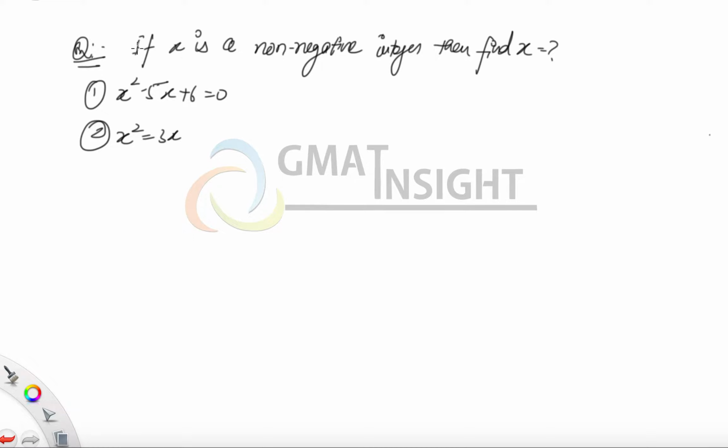x is a non-negative integer, then find the value of x. And we have two statements. It's a data sufficiency question. Actually, I'm taking this question because it's quite a tricky question, so I'll take a little more time while answering this question.